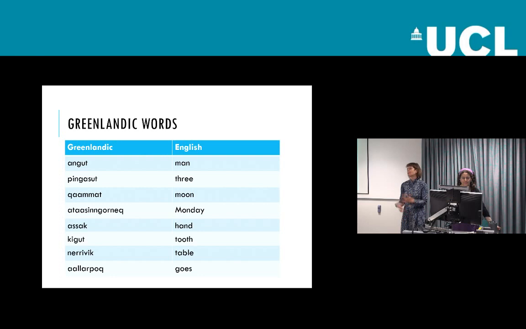And then we have table, which is nechivik. That one is actually based on the word to eat, so it means a kind of eating surface. We'll see a bit later how you can build up words like that. But also, obviously, completely different from the Romance languages.